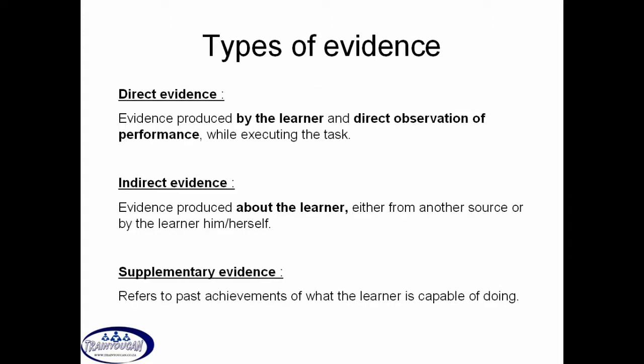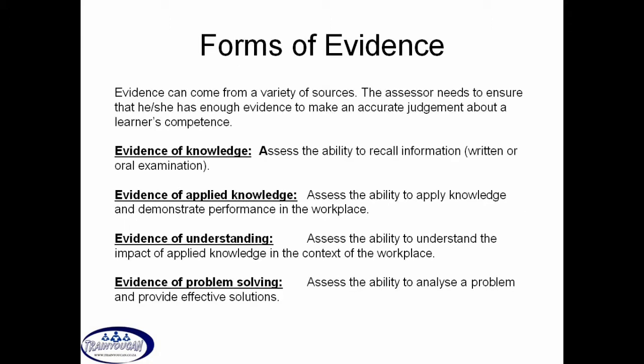Types of evidence is direct evidence, evidence produced by the learner and direct observation of performance while executing the task. Indirect evidence, evidence produced about the learner, either from another source or by the learner him or herself. Supplementary evidence, refers to past achievements of what the learner is capable of doing. Confused? Don't worry, it's actually very easy.